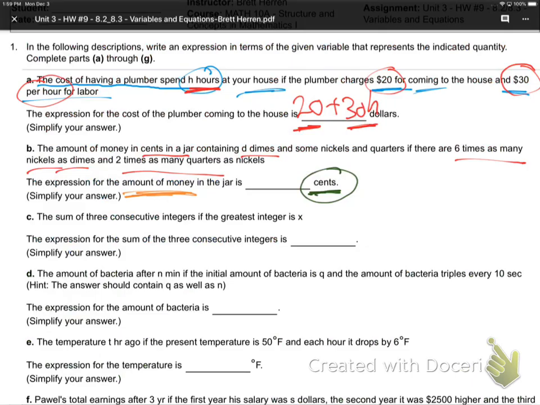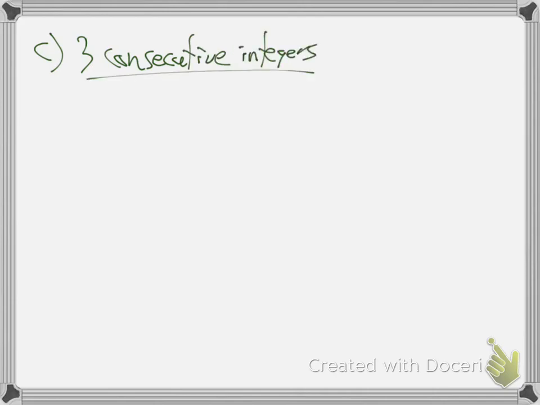Part C. Part C says the sum of 3 consecutive integers if the greatest one is x. Okay, let's talk about that. That one's a little more complex. So 3 consecutive integers. What does consecutive mean? What do they mean by that? 3 consecutive integers.